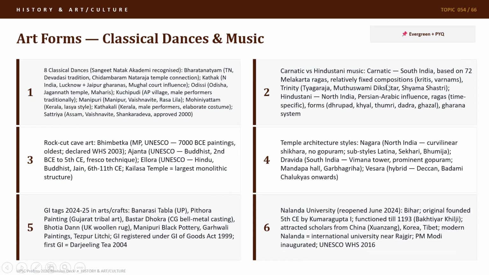So it has relatively fixed compositions of Kritis and Varnams. Hindustani music, since it had an influence of many different kinds of cultures, is a little bit more flexible and open, and you have a lot of gharanas here. So North India, Persian, Arabic influence, ragas time specific, and forms: Dhrupad, Khayal, Thumri, Dadra, Ghazal, and the gharana system is also there. That's the core difference between these. Carnatic is more rigid or fixed. Hindustani has more different forms, ragas, and the gharana system.